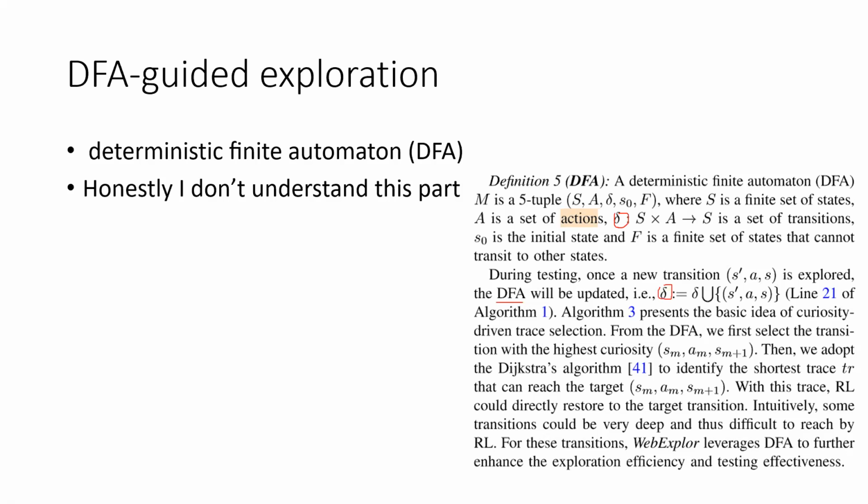Basically, velocity driven trace selection from the DFA. We first select the transitions with the highest velocity, and then we adopt the Dijkstra algorithm to identify the shorter path to trace that can reach the target. So how do you define a target? The target is like the next state they want to get to, I think. They want to get to a different state. You want to find a series of actions that somehow get you to the next state.